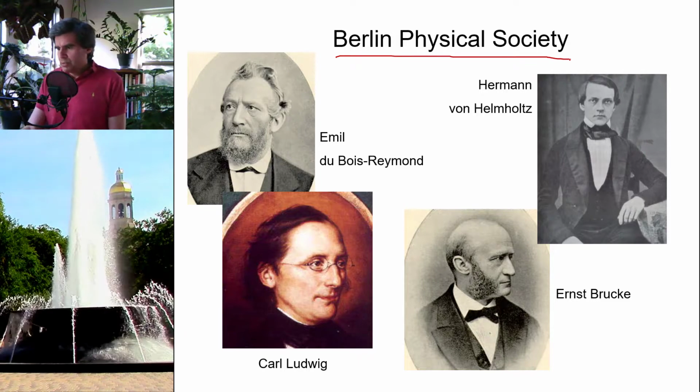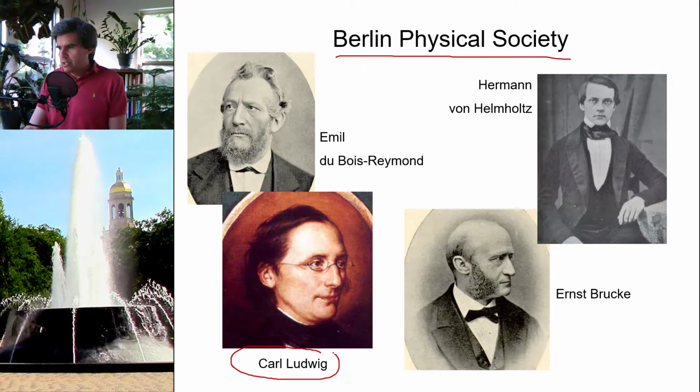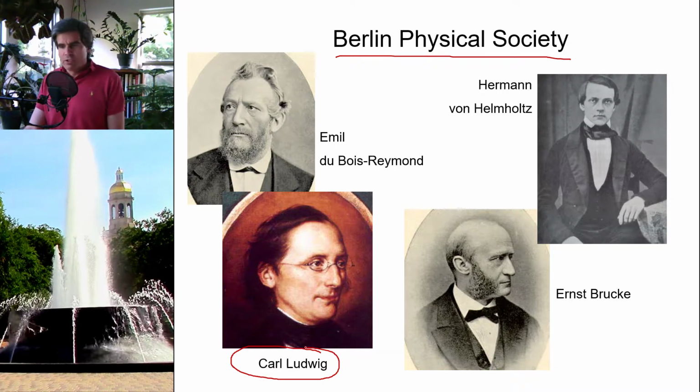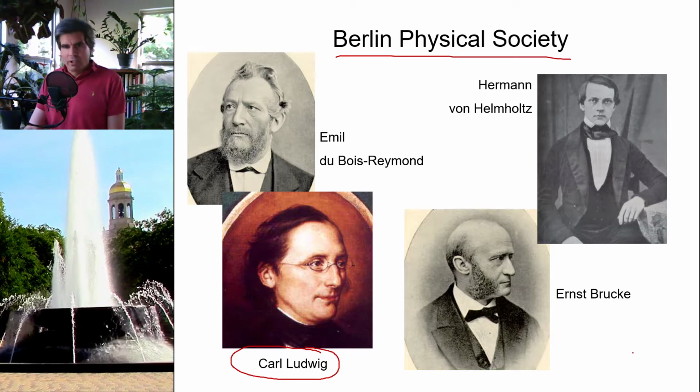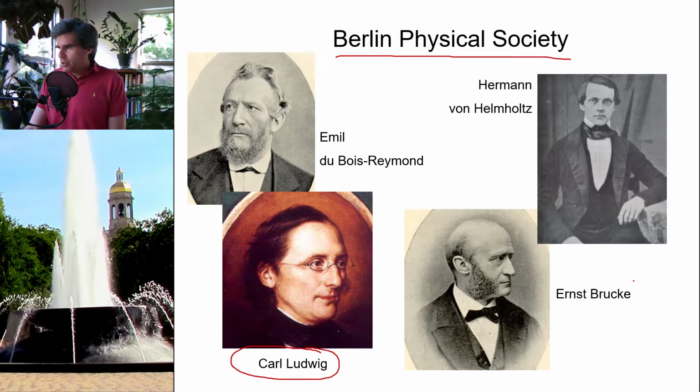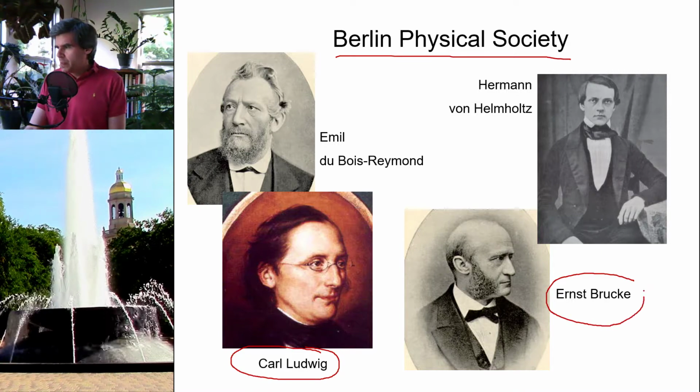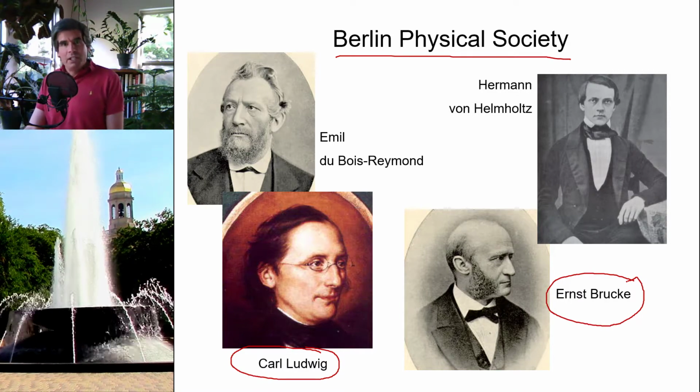Now let's see who some of these people were. Down in the lower left, we have Carl Ludwig. And I put him here because one thing that's interesting about Ludwig is that eventually Pavlov will study with Ludwig. And we'll talk about Pavlov later on in our history of psychology discussion. Over here on the lower right, I have Ernst Brücke. And I suppose he's interesting because at one point, a young Sigmund Freud will study with Brücke.